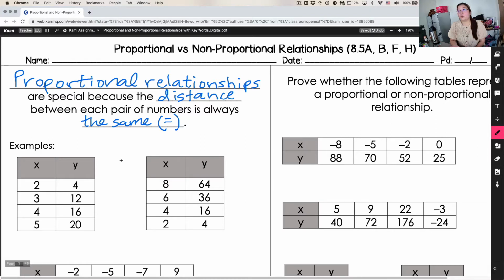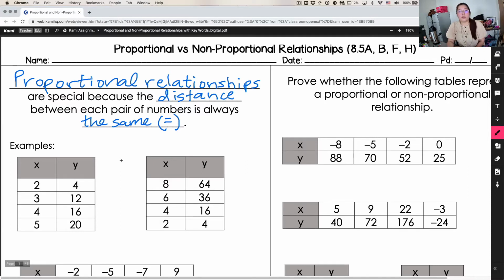Like if you are working a minimum wage part-time job and you get paid $10 an hour, you're always going to get paid $10 an hour. So every hour you get $10. That's proportional. If you are working as a waiter, waiters sometimes make only $3 an hour, but then they get tips, and every hour the amount of tips they get is different. That would be a non-proportional relationship. In a proportional relationship, the distance between each pair of points on the line is always going to be the same. That's what makes it proportional.